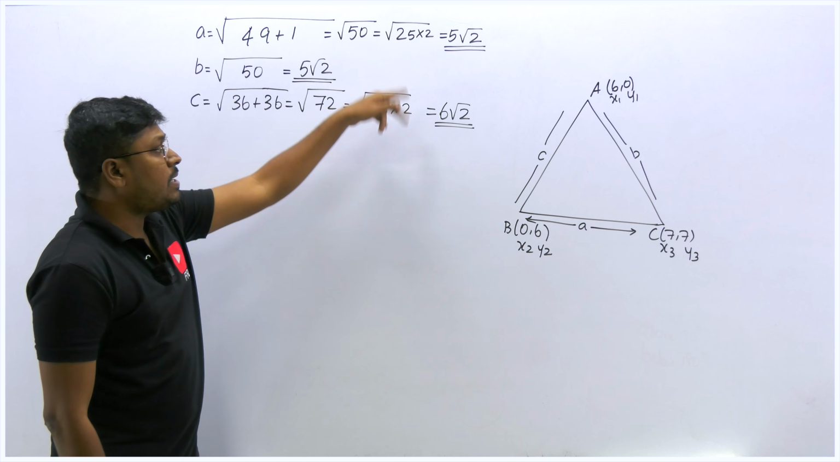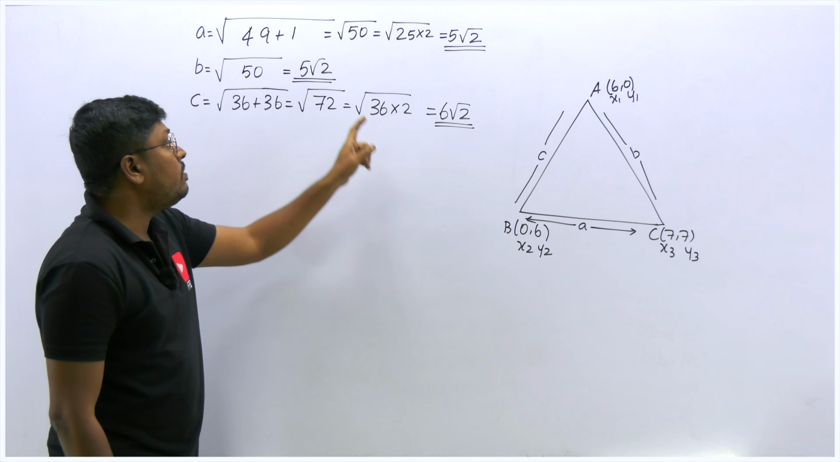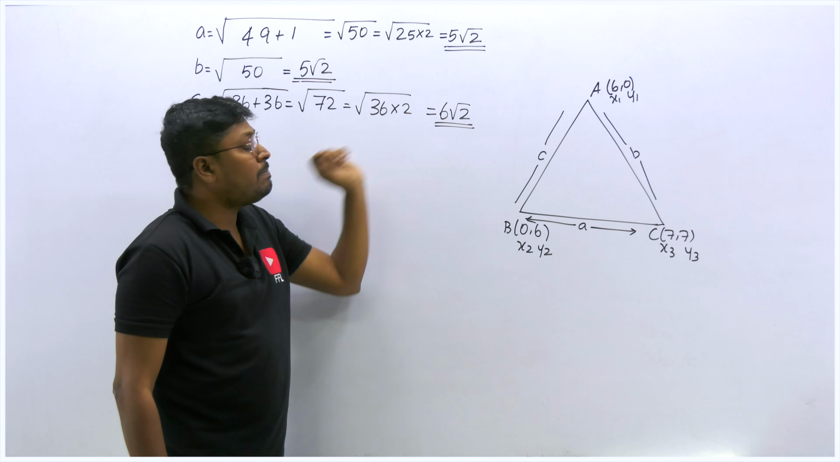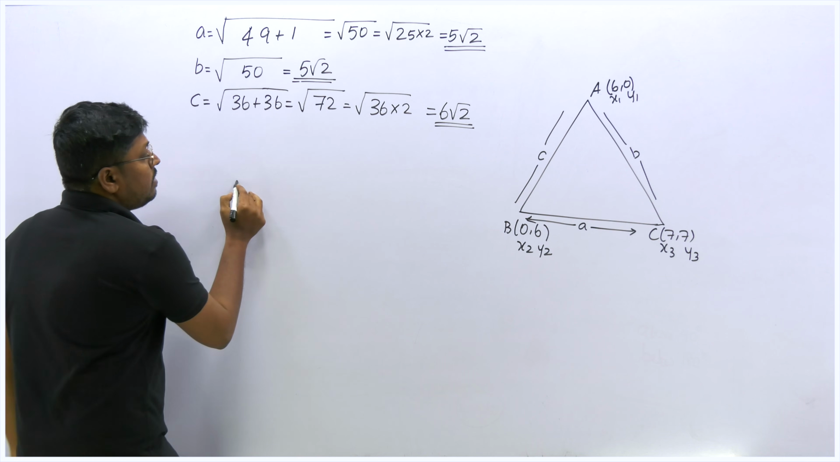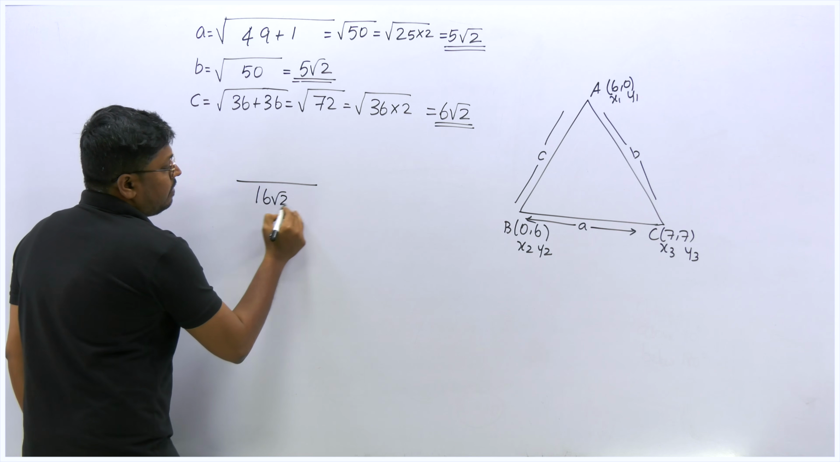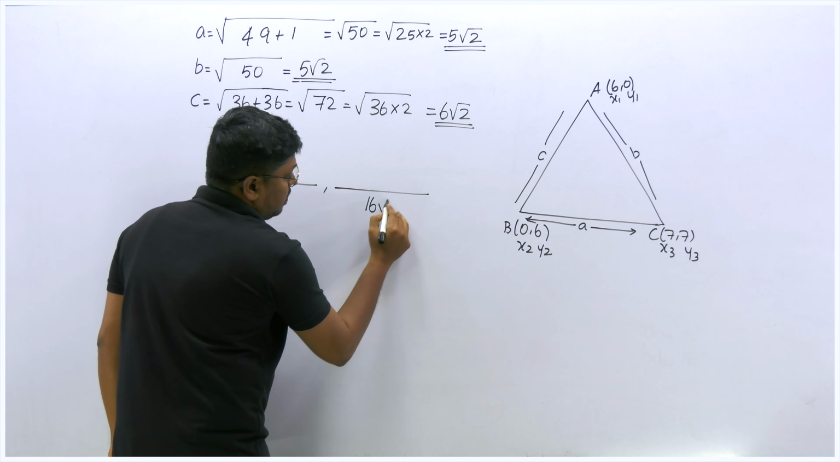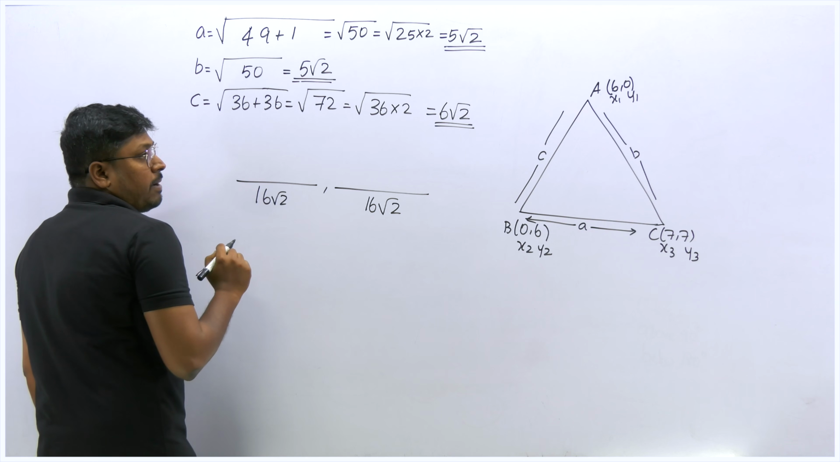And when you add A, B, C, that will be the denominator value. So 5 plus 5 will be 10, 10 plus 6 will be 16. So 16 root 2 will be the denominator value. We know the formula, right? So 16 root 2. Coming to the numerator part, we know the formula.